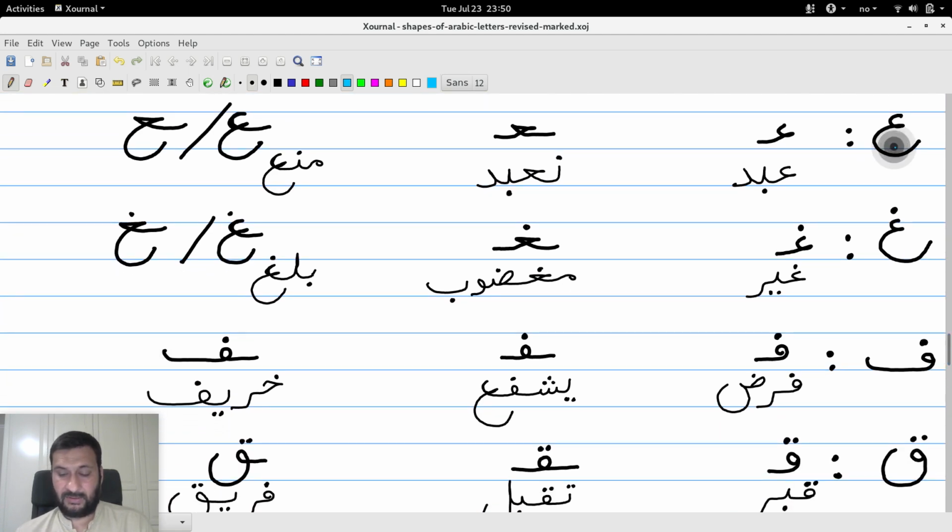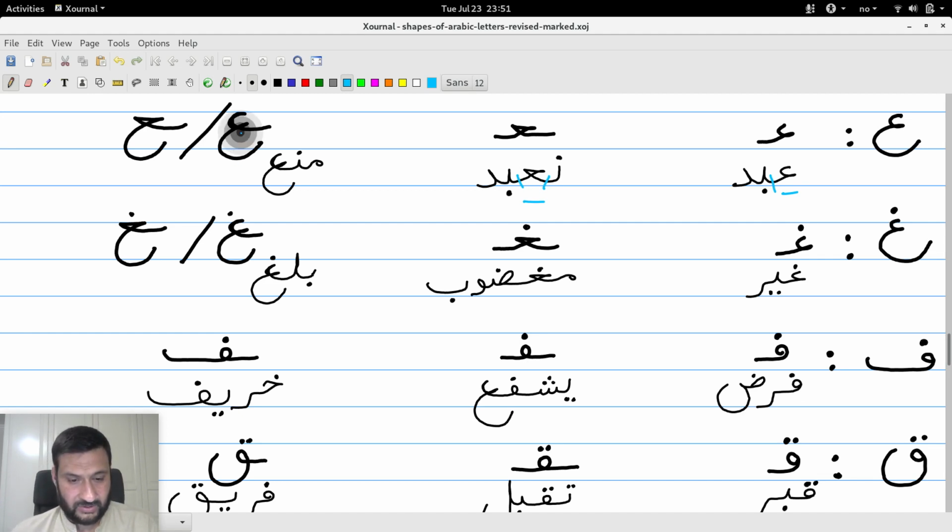Then comes Ain. It looks like this in the beginning of any word. And here it is. Ain, Ba, Dal. So you have your Ain right here. Then in the middle of the word, it looks like this. Notice that it has changed its shape, like this shape. It has changed to this in the middle of the word. So here, Noon, Ain, Ba, Dal. Okay, so Ain is in the middle of this construct.